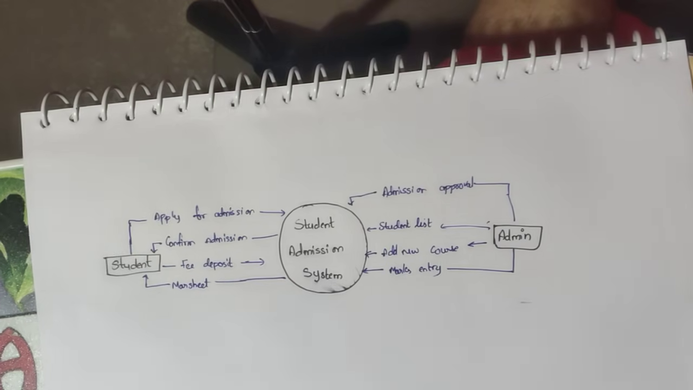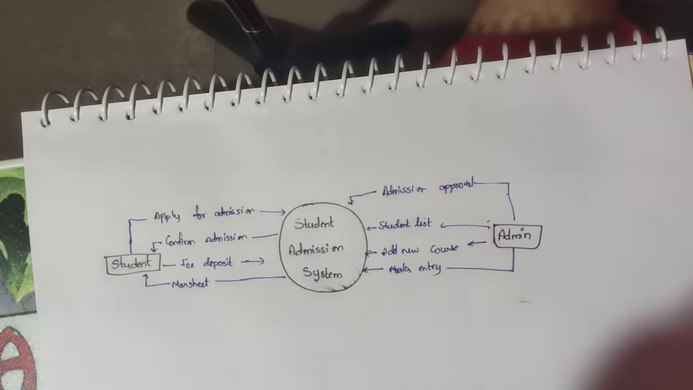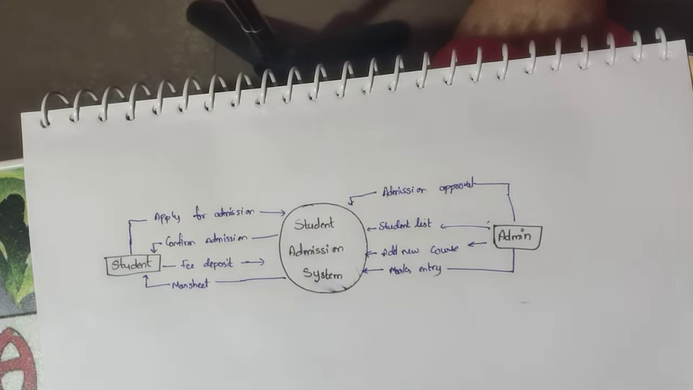In this video I am going to show you the DFD of a student admission system. Now first of all, let's see what a student admission system is. It means when we go to any college, first we make an inquiry, later on we see all the courses, deposit the fee, then our admission is confirmed, and then the later process starts in the college.